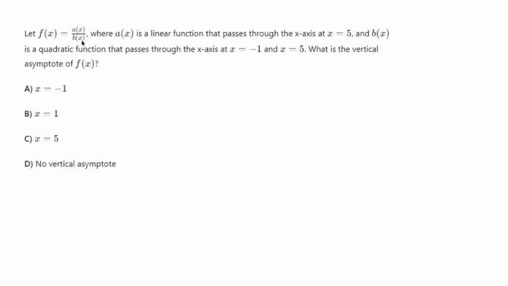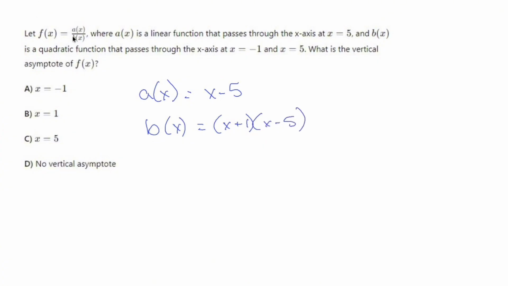Let a of x over b of x be f of x, where a is a linear function that passes through the x-axis at 5, and b is a quadratic function that passes through the x-axis at -1 and 5. All right, so a of x has a 0 at 5, which means a of x is x minus 5. b of x is going to have zeros crossing the x-axis at -1, which means a factor of x plus 1, and 5, which means a factor of x minus 5.